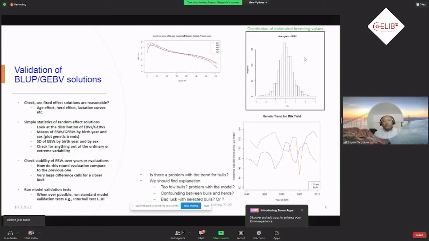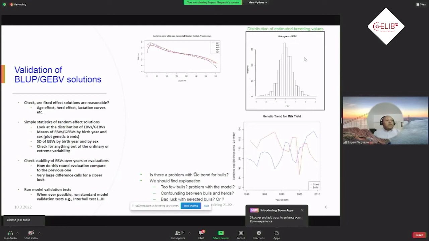There is change from time to time, from one year to another year. Of course, it varies over 5 years or 4 years. It depends how much new data, how many new daughters are coming to the data. But you should watch out for very large and extreme variability and difference. So whenever possible, there are also certain validation tests. For example, interval 1, interval 3 tests. Those tests, if you do them, could easily indicate how your evaluation is. Is it a good one, or are there some things to suspect?